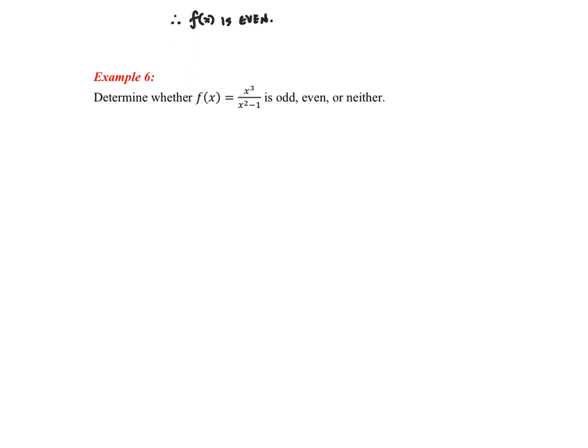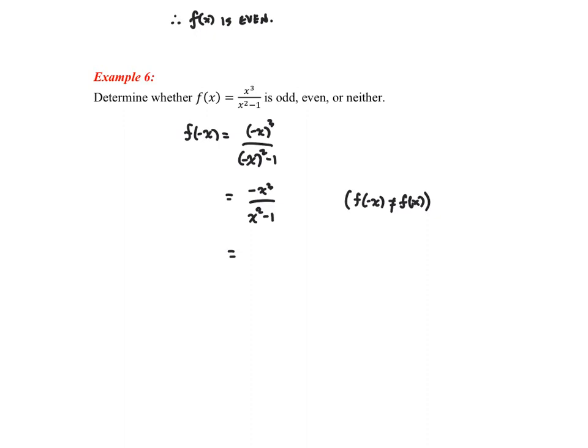Example 6, a little bit more complex example. We're going to plug in a negative x. So I get negative x to the 3rd power over negative x to the 2nd power minus 1. So the numerator will simplify to negative x cubed. The denominator will simplify to x squared minus 1. You can see that that's the same denominator as f of x. Here we can see that f of negative x is not equal to f of x. Therefore, we could say just mentally, this is not an even function.